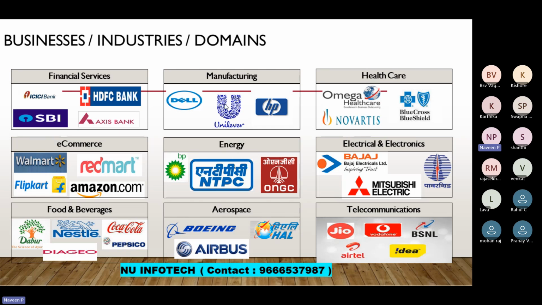Like banking domain, manufacturing, healthcare, e-commerce, energy. So likewise, food and beverages, right? It could be end of the day data we want. Out of this data, we have to create the reports, which means there are n number of domains, any kind of domain. So we can create the report out of it using the BI tool, right?